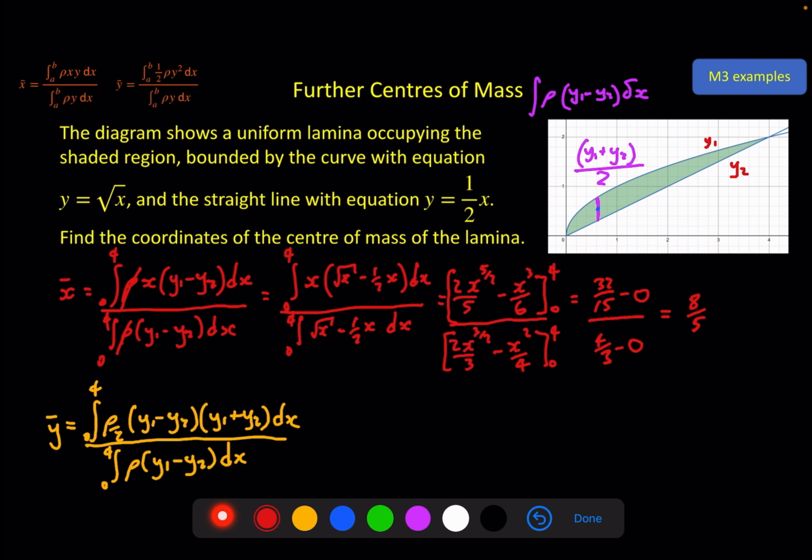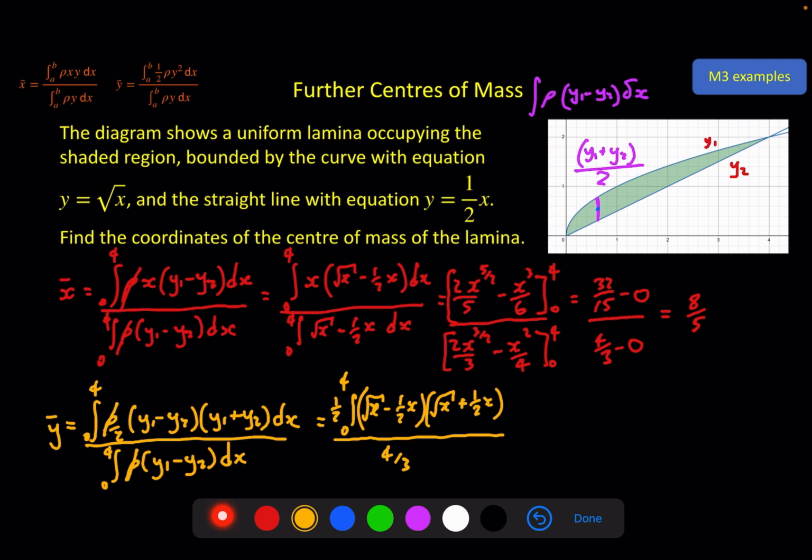For the y-coordinate, going through all of that, the rho cancels. Integral 0 to 4 of (the square root of x minus a half x) times (the square root of x plus a half x), not forgetting the half in the front. And in the denominator, I'm just going to skip all the way across to 4 over 3 because that's the same as it was here.